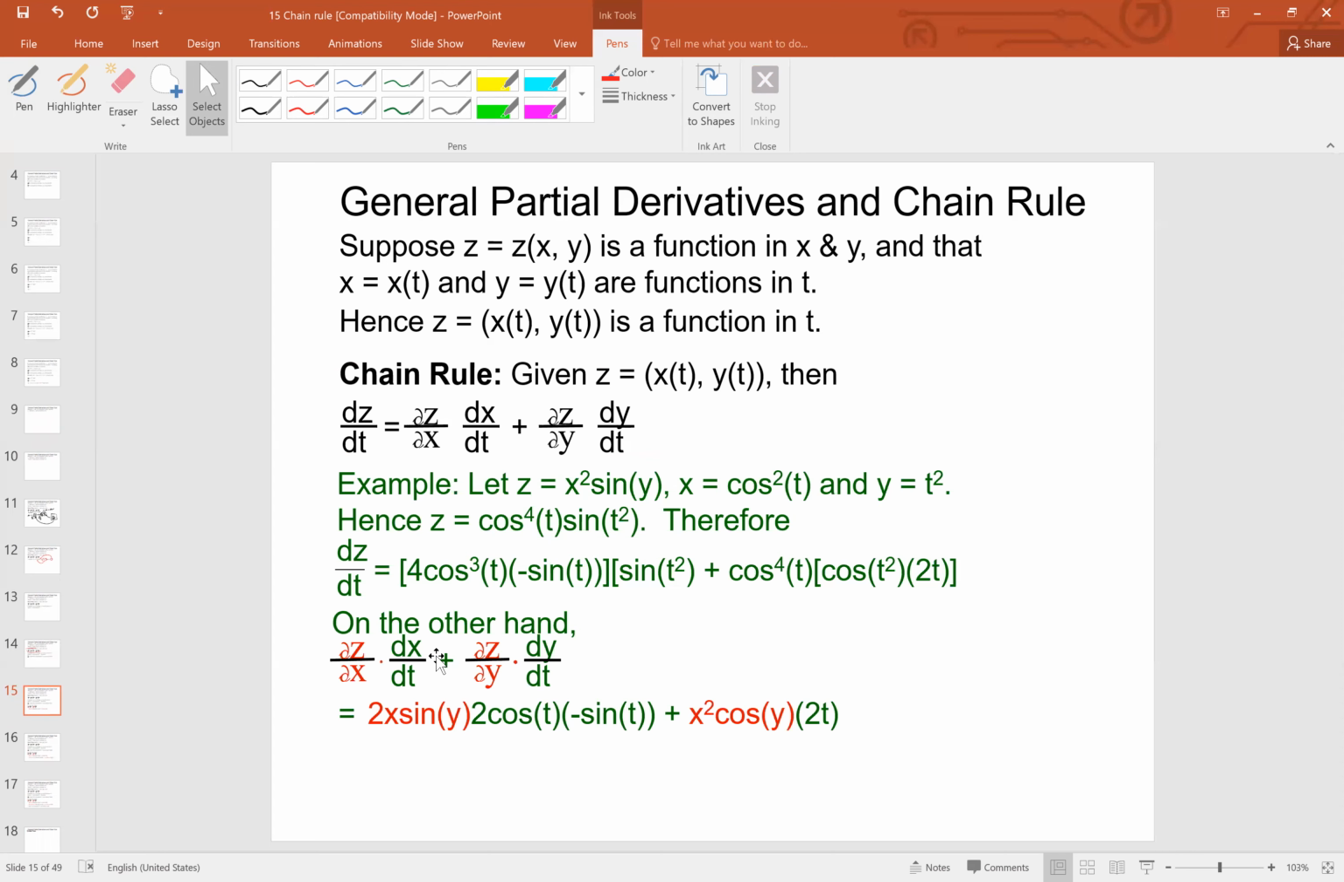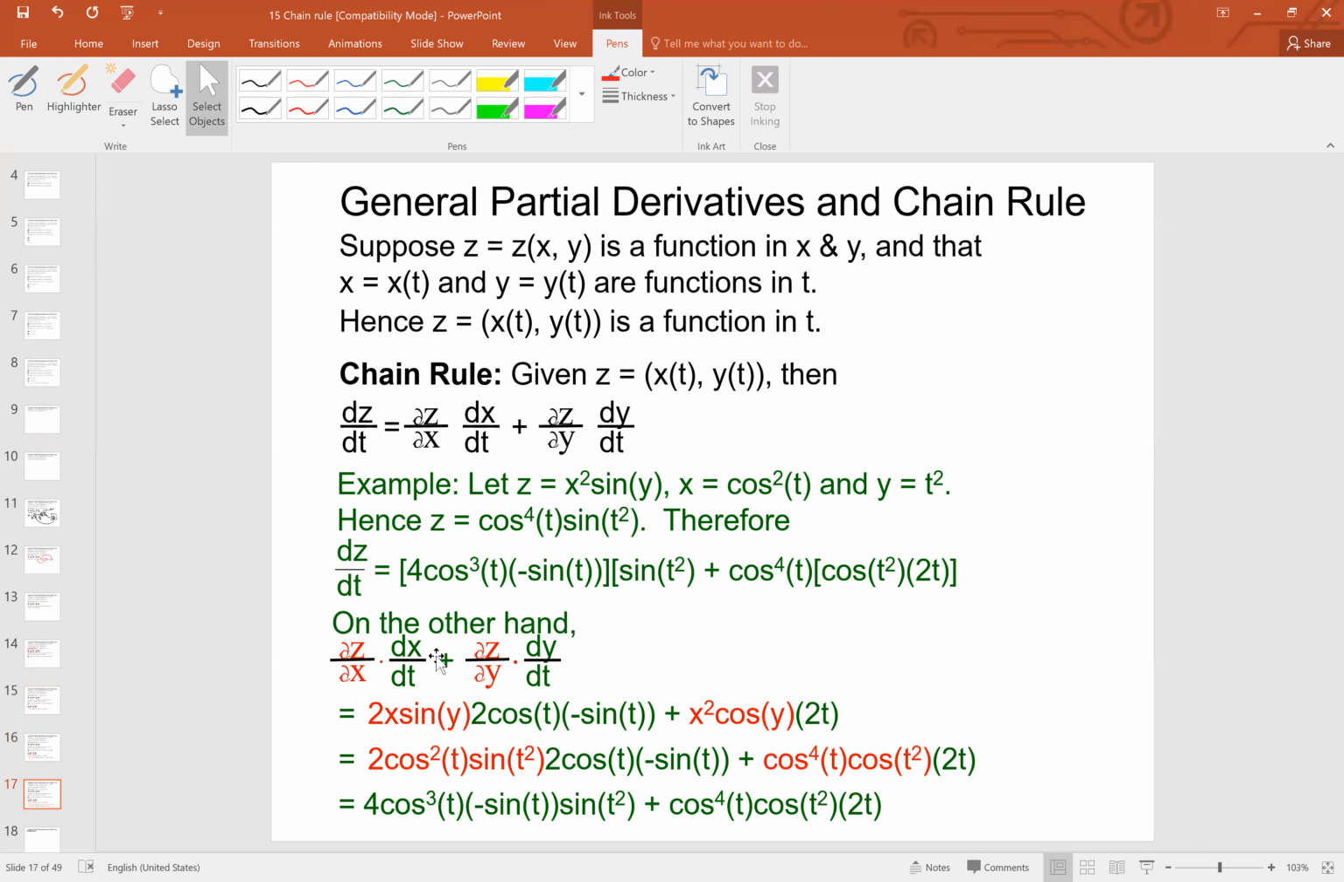I can do it in the formula fashion, and then you find out you compute the same thing. So this is just a demonstration of the chain rule with one variable, from x, y to t, taking the derivative of z directly with respect to t.